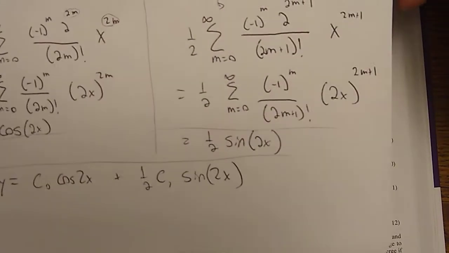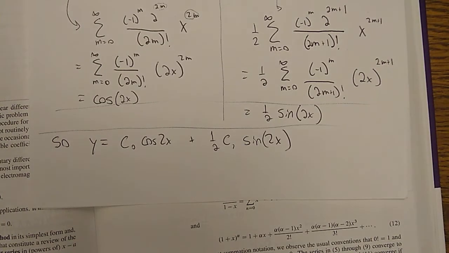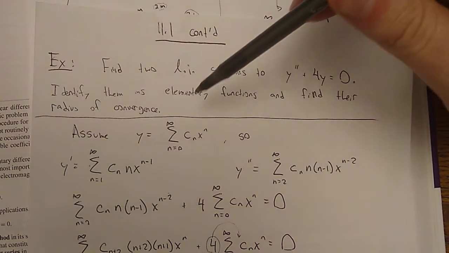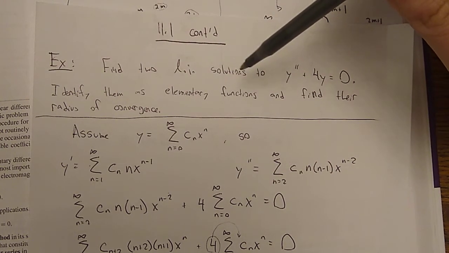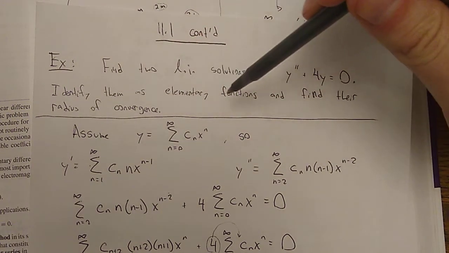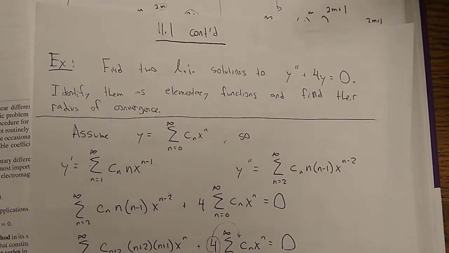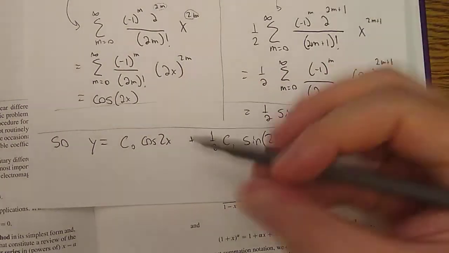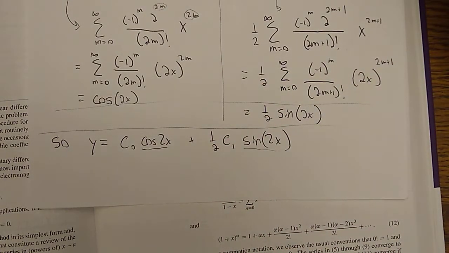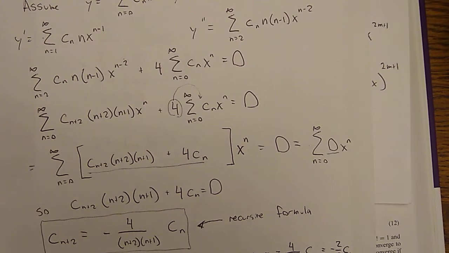Right, and this is turning into a long problem because the instructions were so long. But okay, what do we still have to do? We were supposed to find two linearly independent solutions. At this point, we can verify they're linearly independent. That'll just take a little bit of work. We have already identified them as elementary functions. The two solutions, just to be clear, are cosine 2x and sine 2x. And we have to find their radius of convergence.